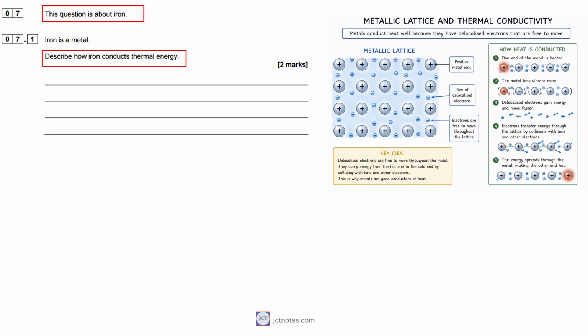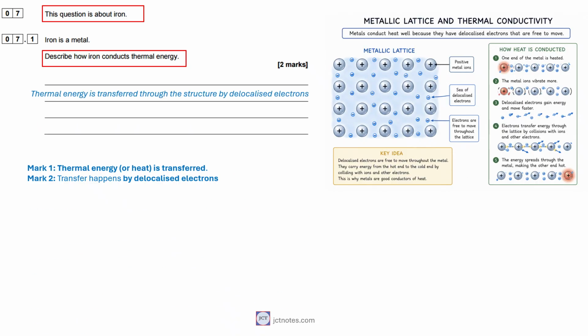To get the full 2 marks from the AQA mark scheme, your description needs 2 clear components. Mark 1, state that thermal energy, or heat, is transferred. Mark 2, state that this transfer happens by delocalized electrons. A concise, perfect answer would be: thermal energy is transferred through the structure by delocalized electrons. Let's look at the mistakes highlighted in the examiner's report so you can avoid them.